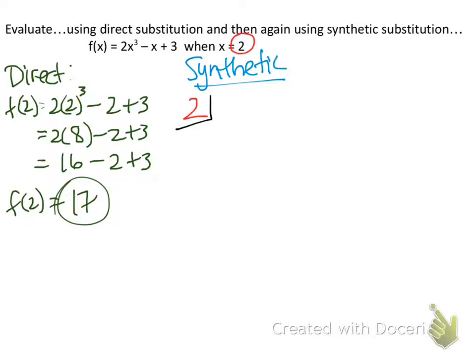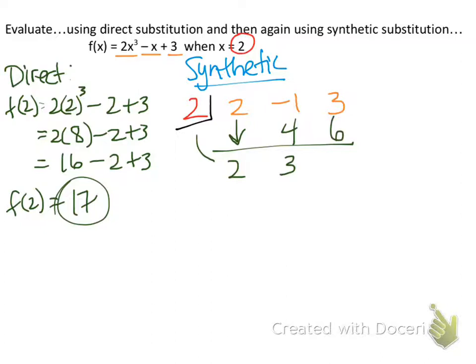So you're substituting 2 in, and then you would think that you're going to put these coefficients across the top. If we follow this process, bring the 2 down, multiply and get 4, add, we get 3, multiply and get 6, and we add and we get 9. But what's wrong? We're supposed to get 17.